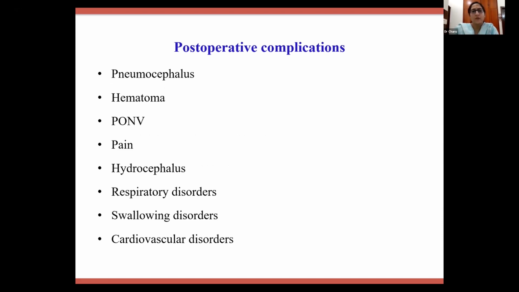So the other postoperative complications are pneumocephalus, hematoma, postoperative nausea, vomiting, and pain. Pain is more as compared to the supratentorial procedures because of extensive muscle cutting. Also hydrocephalus, and respiratory, swallowing, and cardiovascular disorders, because the vital centers are located in the posterior fossa.